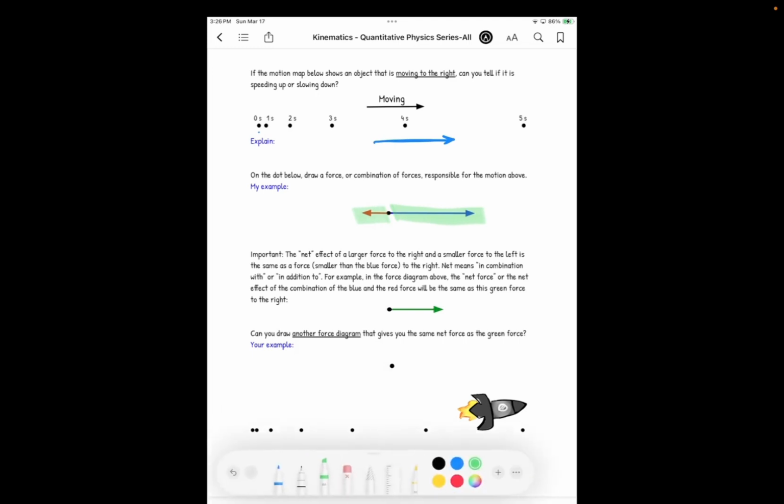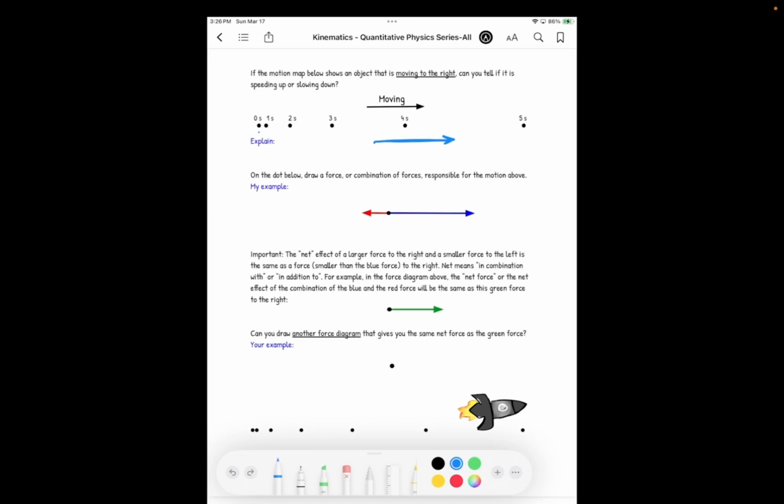Very good. So do you think the blue force is larger than the red force, and that's why there will be a leftover force there? Yeah. Okay. So that leftover force, we call it a net force. Net force means the combination of forces on the object. For this particular case, you can see that the leftover force could be a force like this green force, right? Yeah. And an object that is moving to the right and speeding up is experiencing more force to the right. Okay. So can you draw your own force diagram on this dot?